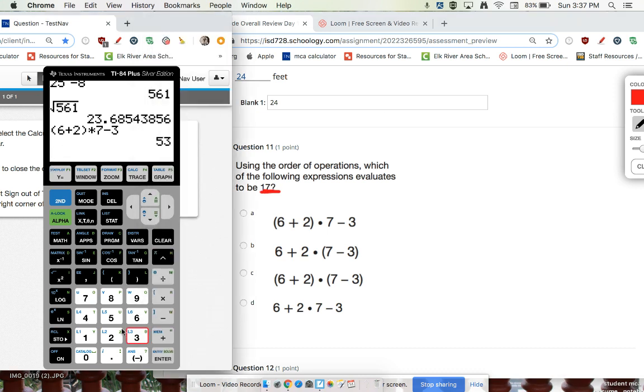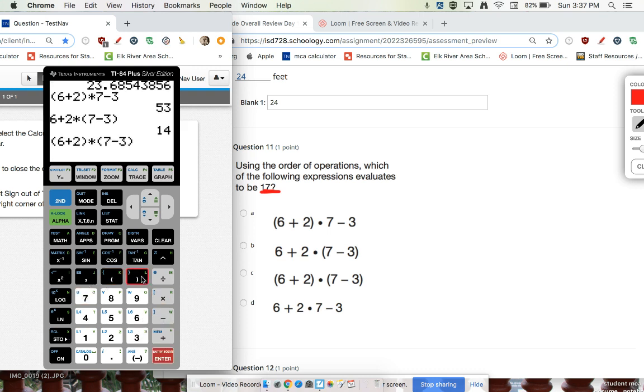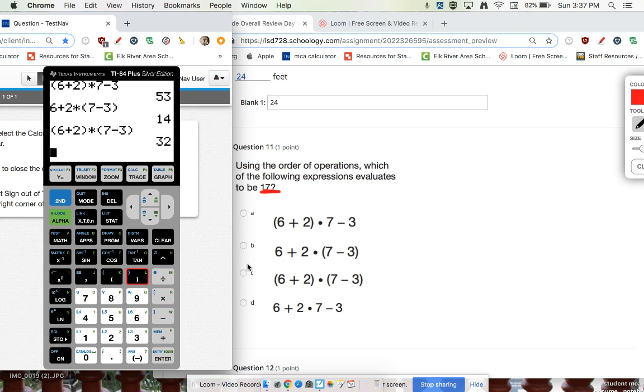Okay, moving on to the next one. I have 6 plus 2 times parenthesis 7 minus 3. Notice that I type it in exactly how they have it. I put parentheses where they have parentheses. That's 14. 14 is not 17. Moving on. The next one, parenthesis 6 plus 2 parenthesis times parenthesis 7 minus 3 parenthesis, 32. So that's not it. So I go to the last one, which it has to be, but let's just double check.